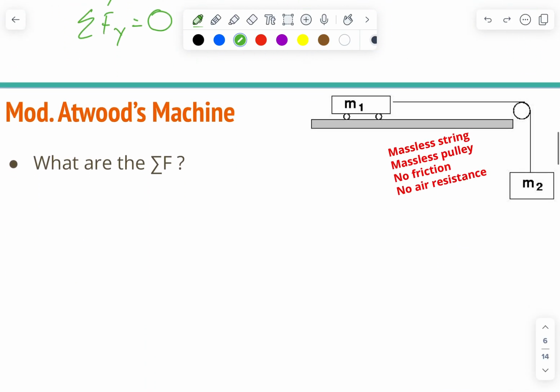The sum of all forces in the x direction is going to be equal to mass times acceleration. We said that the only force that's accelerating it is Fg2, which is equal to the mass of the system. Don't forget that it's the mass of the system, not just one mass. It's not just mass 2, and that times acceleration.